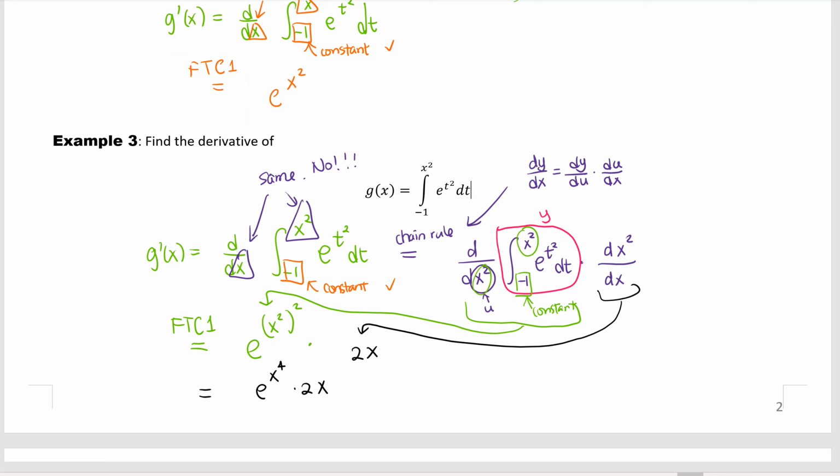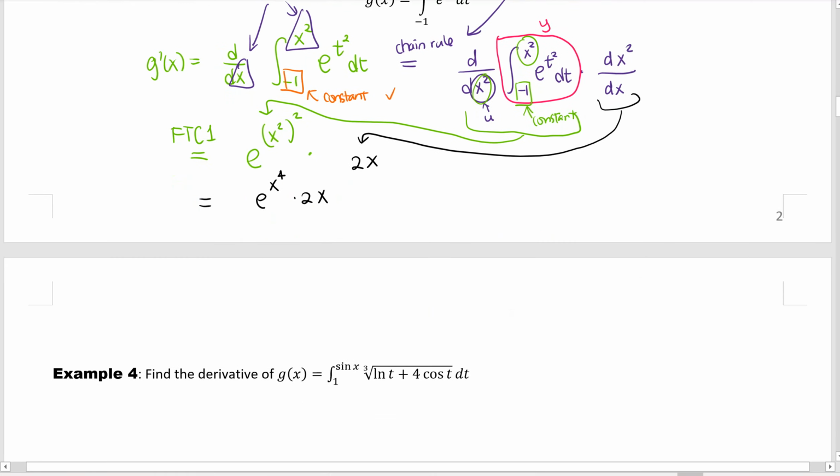Okay, so this is what we're gonna do. If the lower limit is a constant, that's good. If the upper limit does not match with the dx in front of it, we need to use chain rule. Okay, so we match whatever u there, and then we multiply by du dx. Okay, so once they're matched, we can use fundamental theorem of calculus part 1. We replace t by the upper limit. Okay, and don't forget the chain rule, multiply by u prime at the end. Okay, so that is example 3.